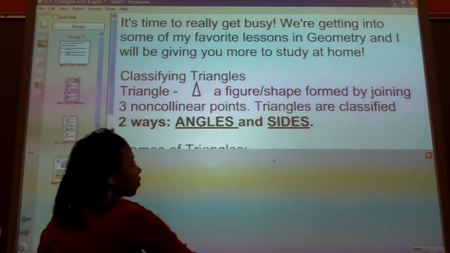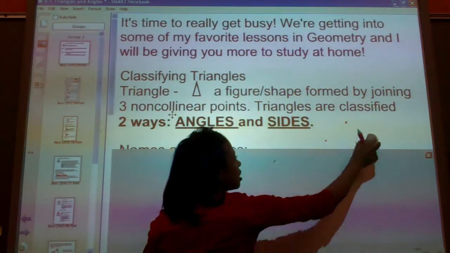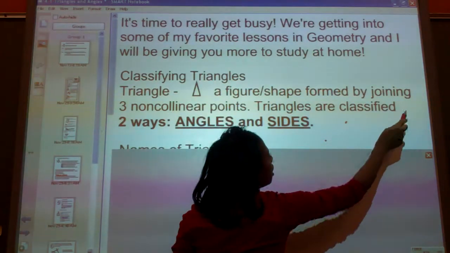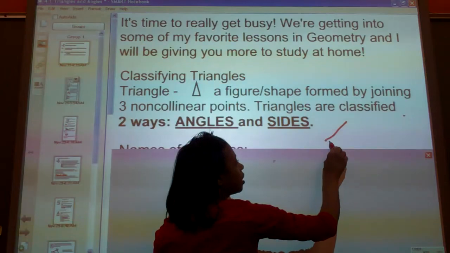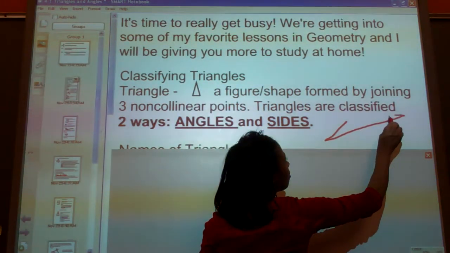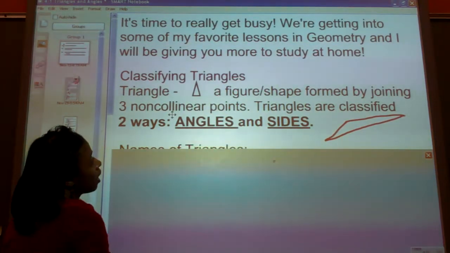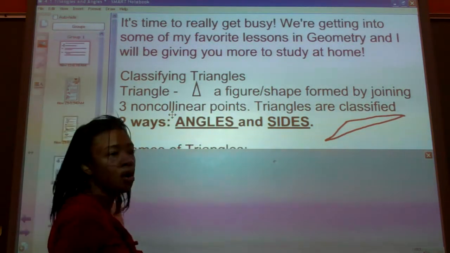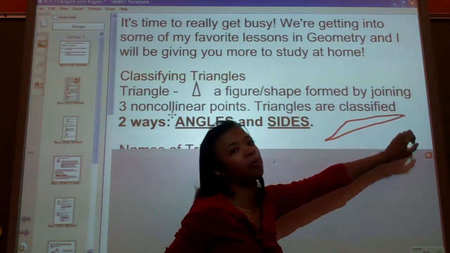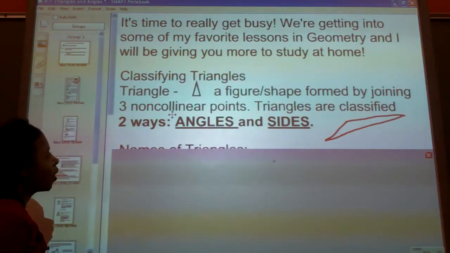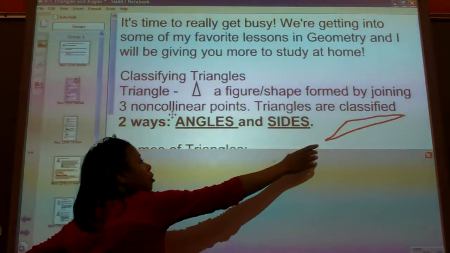Remember, if I have three non-collinear points that look something like that, or I can even take the third point and put it here. If I were to make this a triangle, it looks something like this. One point connected to the second, and of course I'd use a straight edge so that it would be nice and pretty. But again, a triangle has three non-collinear points. All three of those points that I start with are not on the same line. Once we connect them, we'll form a triangle.